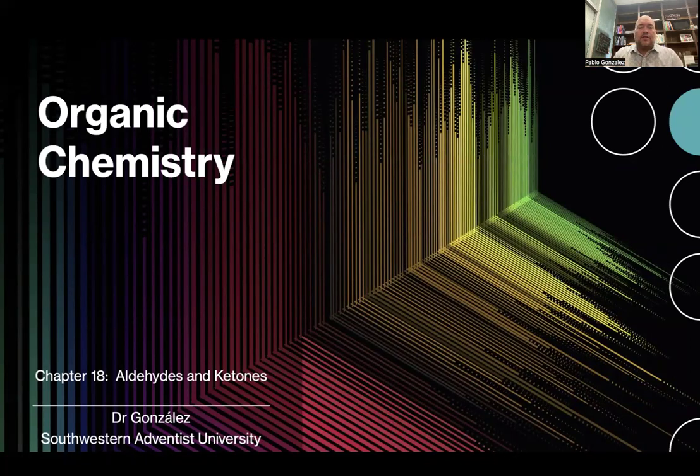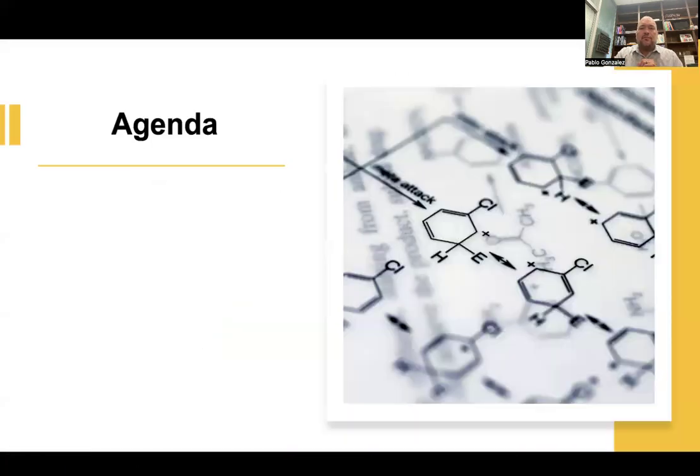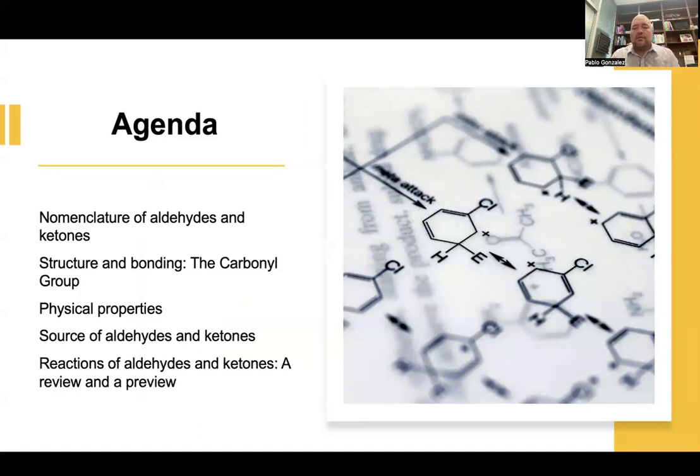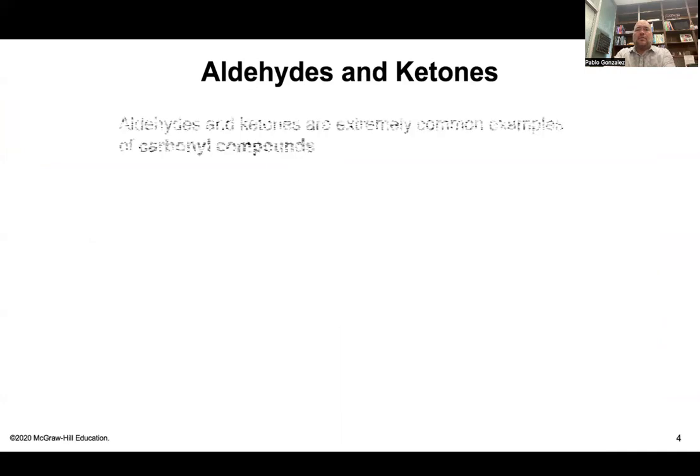So let's get started with section 18.1. The agenda for this section: we're going to go over the nomenclature of aldehydes and ketones. We're going to talk about the structure and bonding of the carbonyl group. We're going to talk a little bit about the physical properties and the common sources of aldehydes and ketones. And we're going to go over some previews and reviews of chemical reactions that produce aldehydes and ketones, or where ketones and aldehydes are involved. So let's start with the nomenclature for aldehydes.